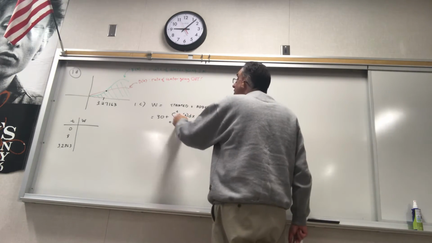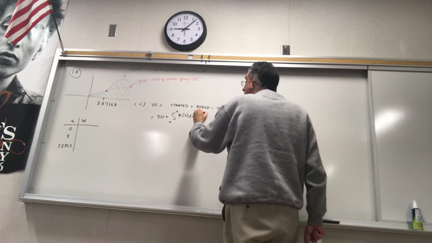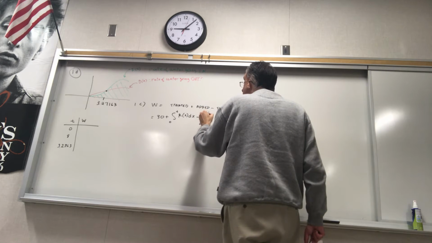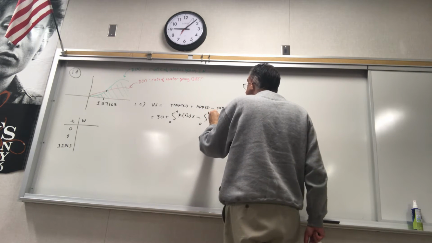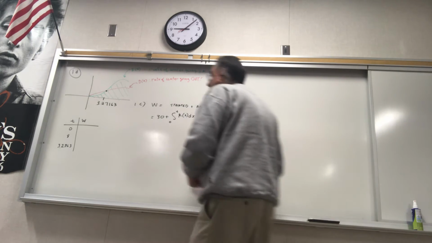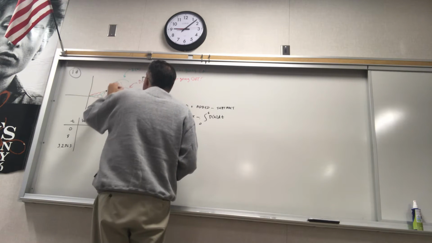So I have to integrate r, the rate at which the water is going in, to get how much water was added, and then I have to subtract the integral of d of t dt, because that's the amount of water that's being removed. And you can kind of tell by looking at the graph what's happening here.